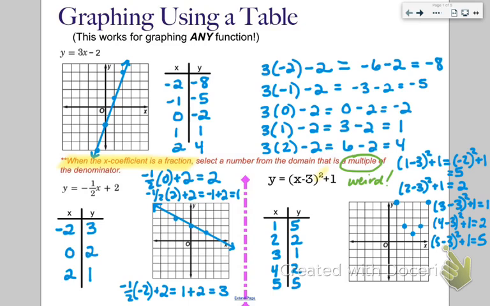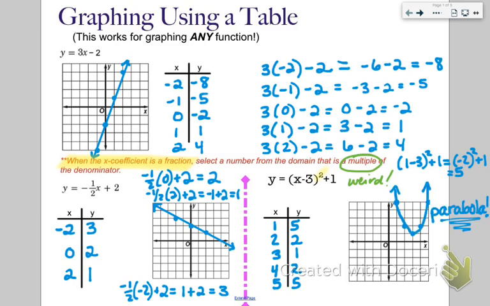We get an interesting shape. I'm going to erase my work so you can see what it really looks like. It is what we call a parabola. It's a U shape, and again we do need arrows at both ends. And these are always perfectly symmetrical.